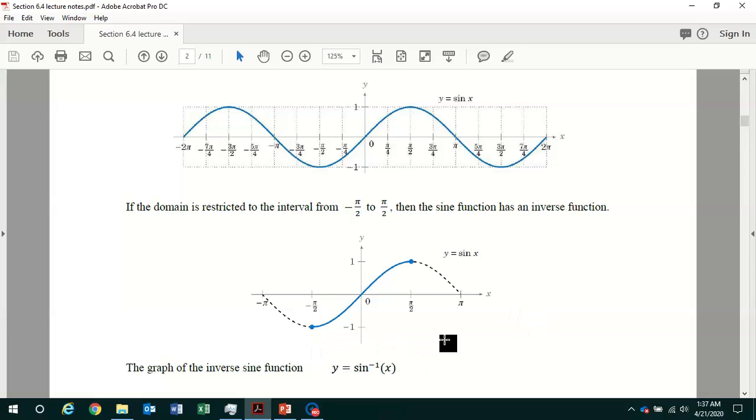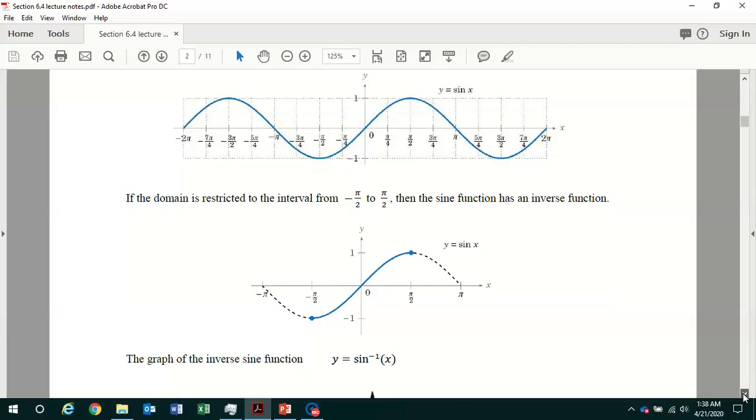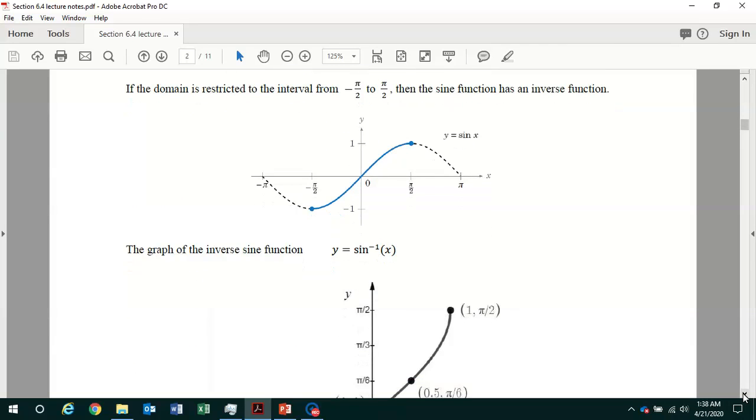So by restricting the domain, this is called restricting the domain, they can now create an inverse sine function. And so down below we have the graph of the inverse sine function. The mathematical notation for the inverse sine function is to put a -1 in the superscript on the sine. This does not mean reciprocal. This means the inverse sine of x.